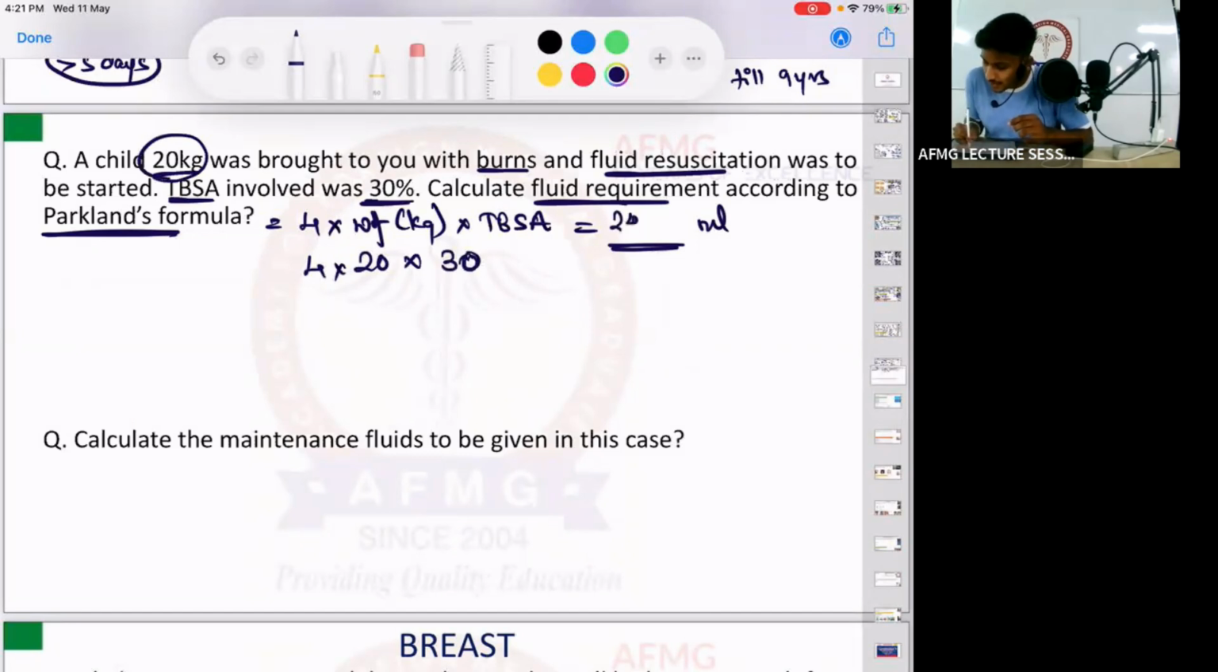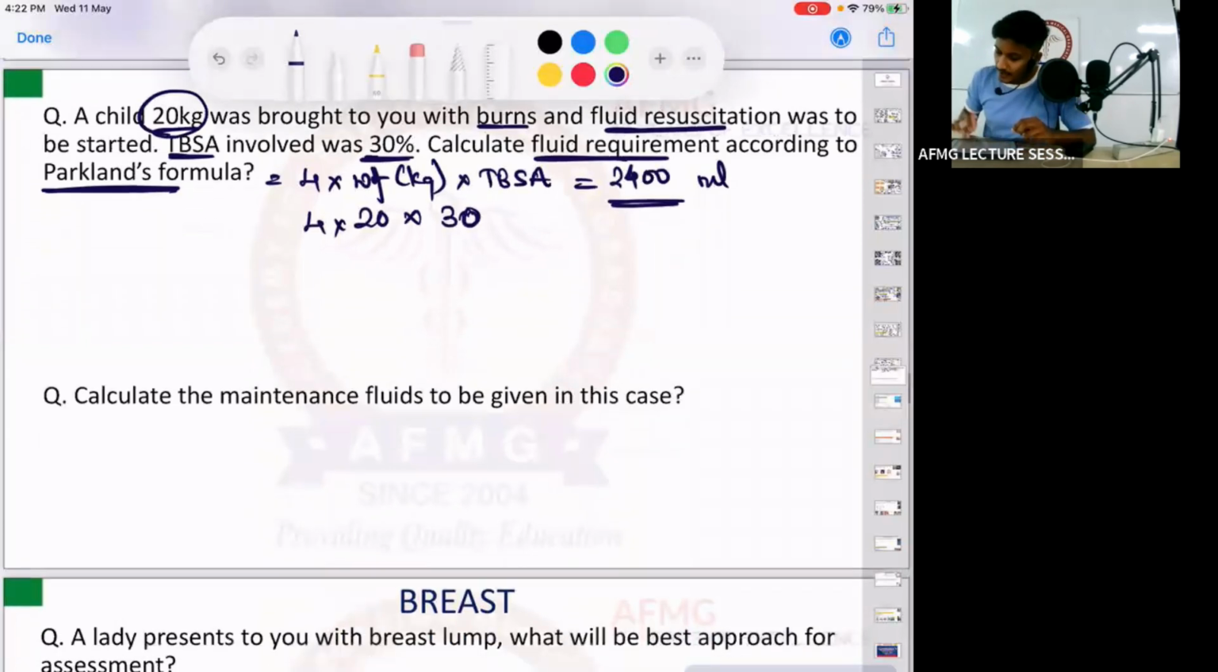So the total amount of fluid required is 2400 ml. Understood? What is the formula for Parkland? 4 into weight in kg into total body surface area. Out of this volume, half should be given within the first 8 hours. The next half should be given within the next 16 hours.